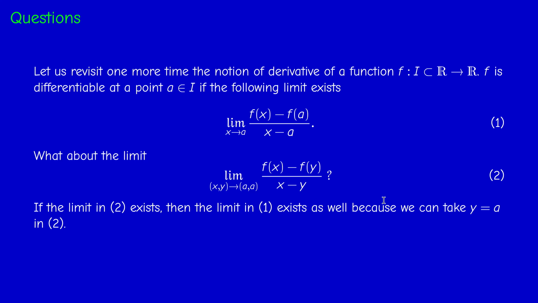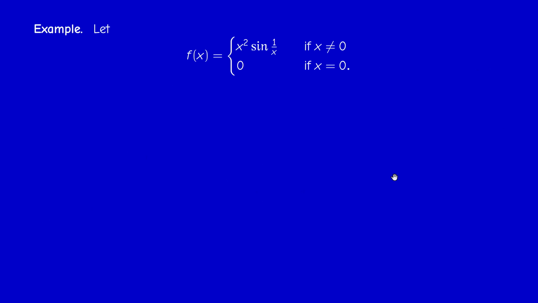Actually, you can pause the video and try to think of this. The answer is no, actually, because I'll give you an example. If the limit in 2 exists, then the limit in 1 exists, because just put y equal a. You have the right to do that. Okay. So the limit in 1 is a particular case of the limit in 2. However, the converse is not true, and now I'll give you an example.